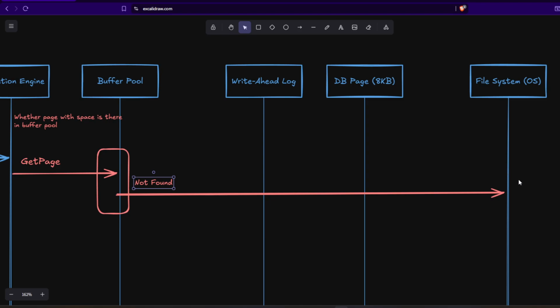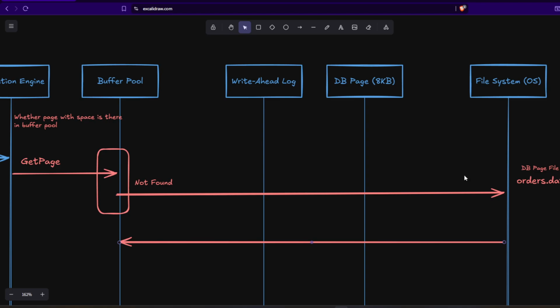For example, in our case the DB page file is something like orders.dat. Orders is our table and .dat is the data file. So it requests, give me this DB page file. In some way it gives you the DB page file, and it tells that the DB page is now being returned. This orders.dat file, suppose, has multiple DB pages, so that page will be returned here.